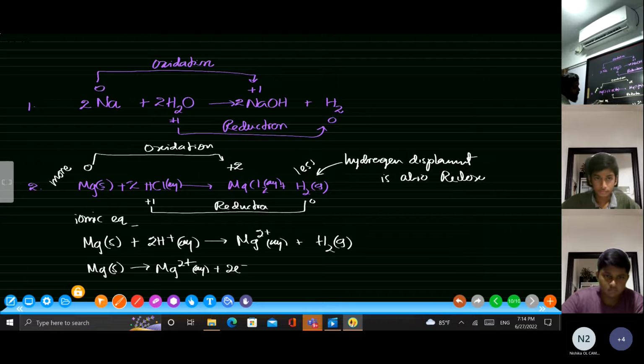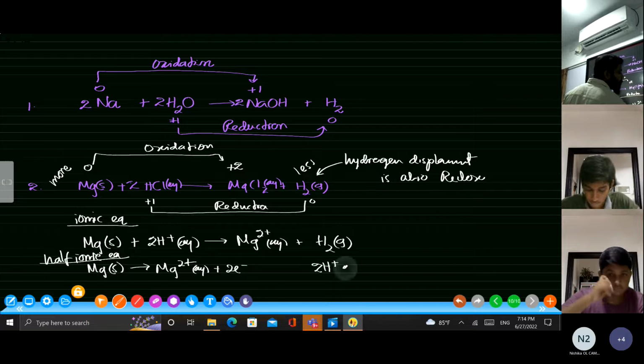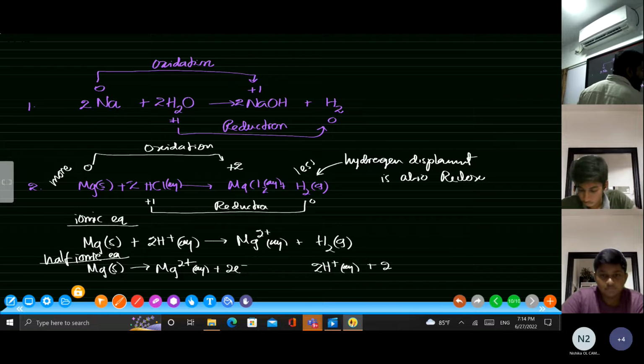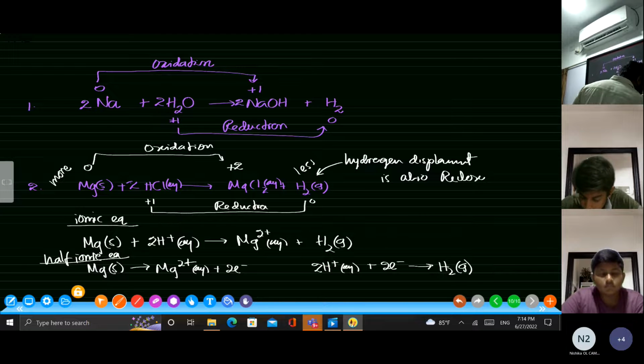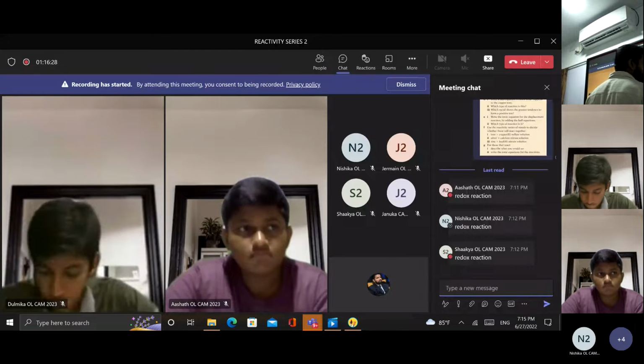Now I am writing half ionic equation. When I write half ionic equation, I have to show the electrons. Now who's going to get electrons now? Hydrogen ions. So two hydrogen ions will get electrons and become hydrogen gas. That's what really happens in this process. Okay, so now you can copy that quickly.